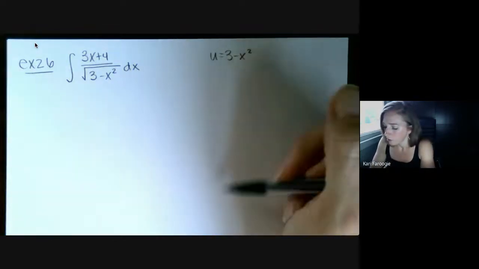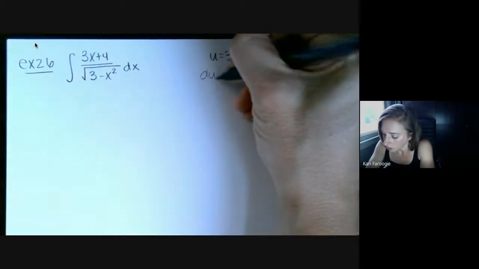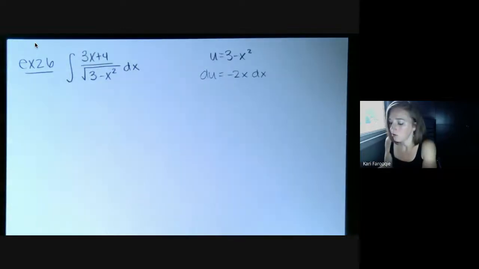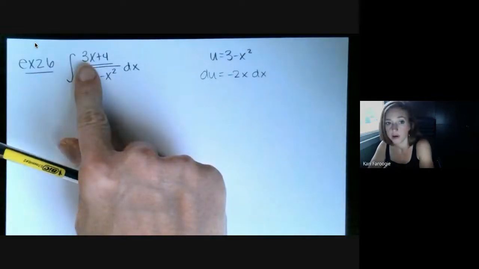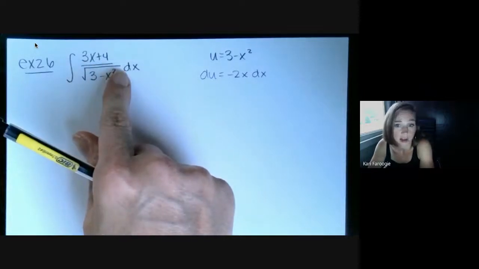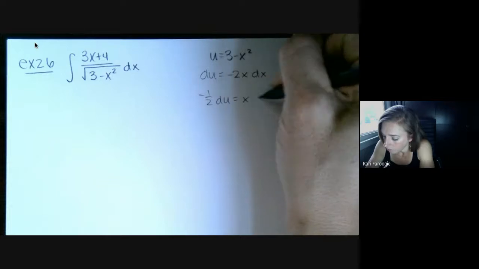All right, so u equals 3 minus x squared, standard u substitution. Try it, see what happens. The derivative of u is negative 2x dx. Okay. Now, the nice thing is you're looking at your numerator and you're noticing that you do kind of have an x dx. Kind of.